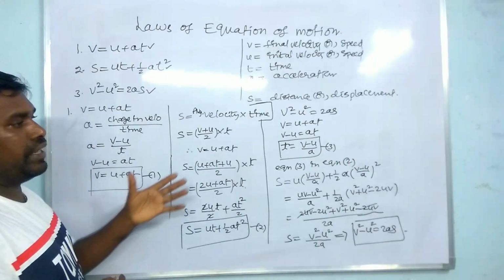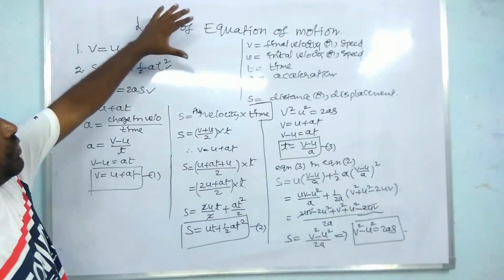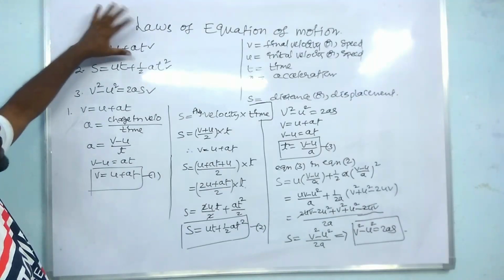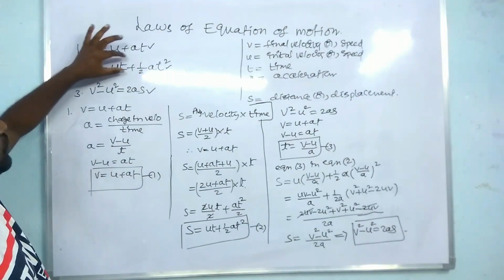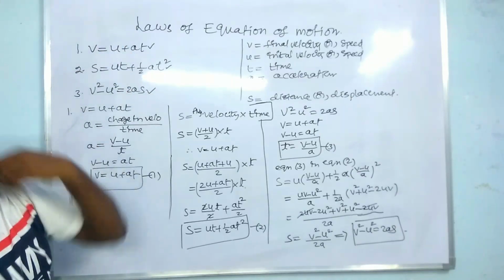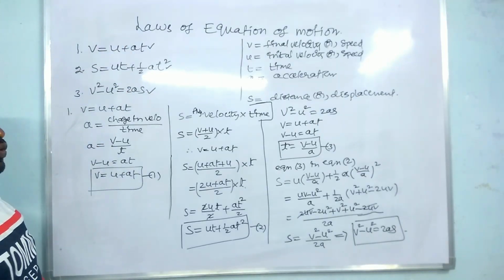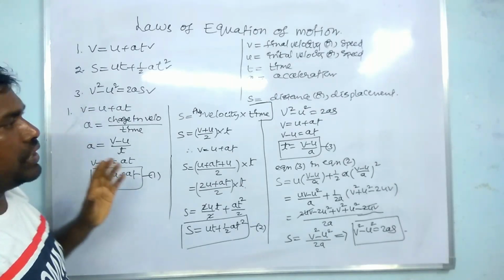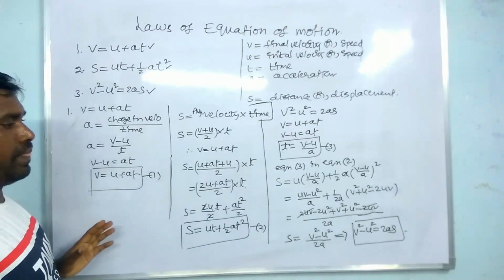Right? So these are the derivations of the equations of motion, that is v is equal to u plus at, and s is equal to ut plus 1 by 2 at square, and v square minus u square is equal to 2as. So where we should use these three equations, let us see.